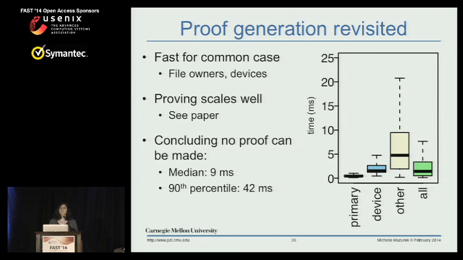And we also looked at how long it takes to conclude that no proof can be made if you're trying to access something to which you don't have permission. And we found that these, for the most part, are pretty fast, with a median around 9 milliseconds, but they do have a bit of a long tail.